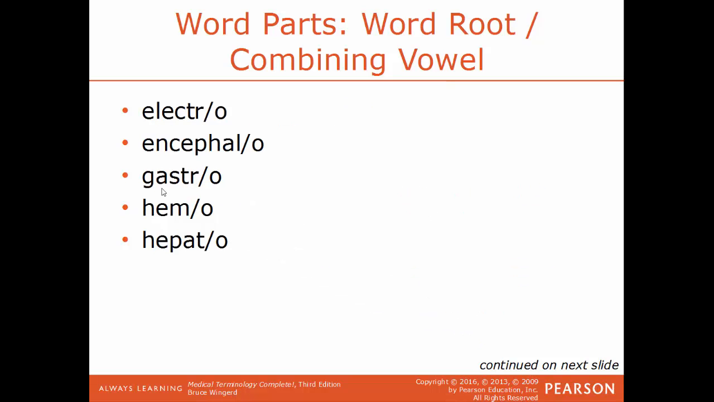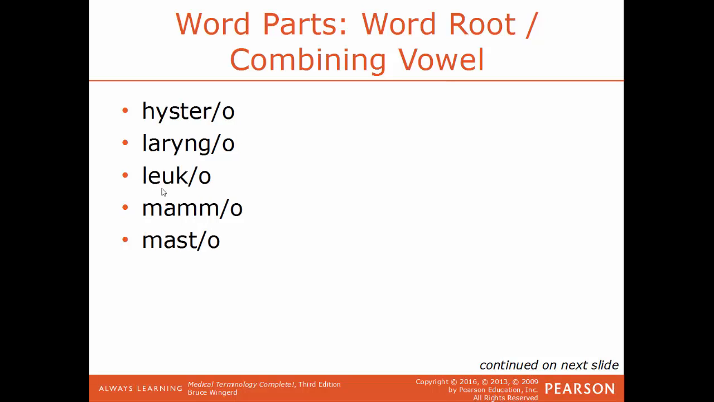Right, some other word roots and their combining vowels. Electro is reference to electricity, such as the electrical activity of the brain or of the heart. Encephalo is reference to the brain. Gastro is reference to the stomach. Hemo is reference to blood. And hepato is reference to the liver. Hystero is reference to the uterus. So a hysterectomy is the removal, either partial or complete removal of the uterus.